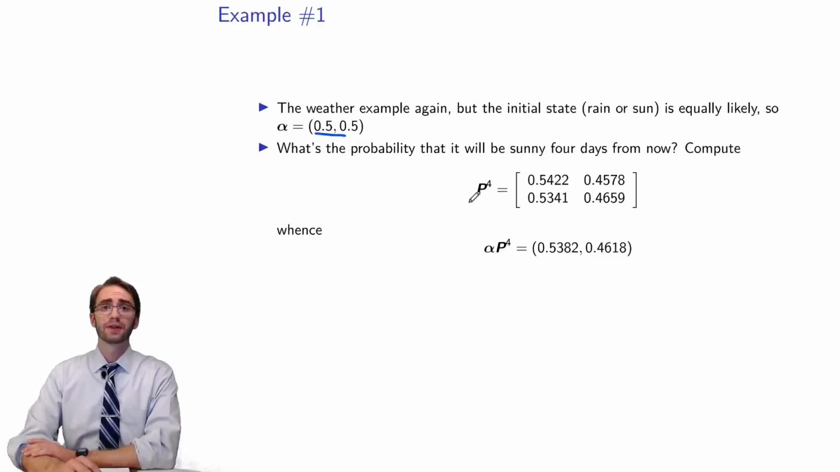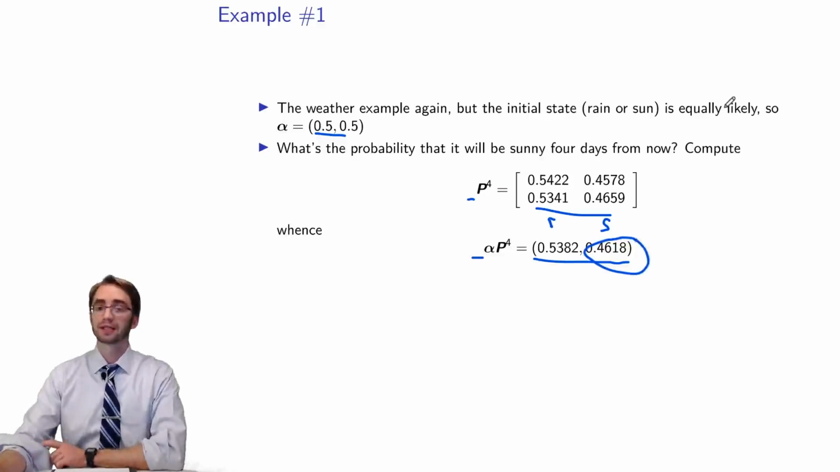The first thing is I take P to the 4th power, as I did before. And then you multiply that on the left by alpha, the vector 0.5, 0.5, and I get this vector here. And remember, rain was the first column or first row, and then S was the second column or the second row. So I want to know the probability of being sunny 4 days from now. That would be this thing here, 0.4618.